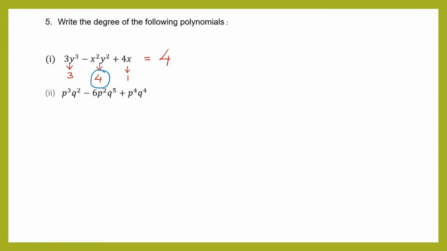Let's count here. 3 plus 2 is 5. 5 plus 2 is 7. 4 plus 4 is 8. So I'm counting all the powers and I'm looking at the highest power, which is 8. So the degree of that polynomial is 8.